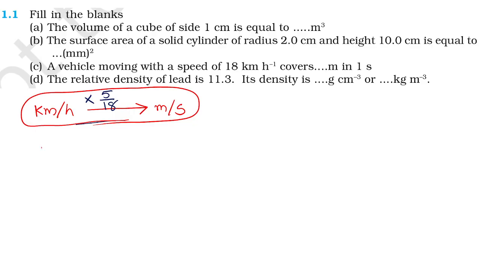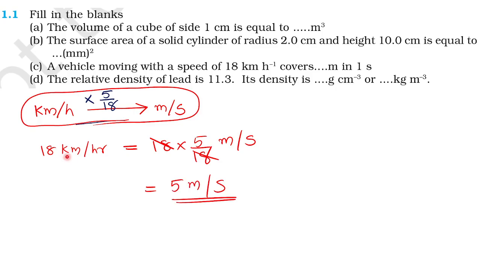So our question is, 18 kilometer per hour is how much meter per second? Then we can answer this problem. Kilometer per hour to be converted to meter per second should be multiplied with 5 by 18. You will get meter per second. 18 cancels. 5 meter per second.